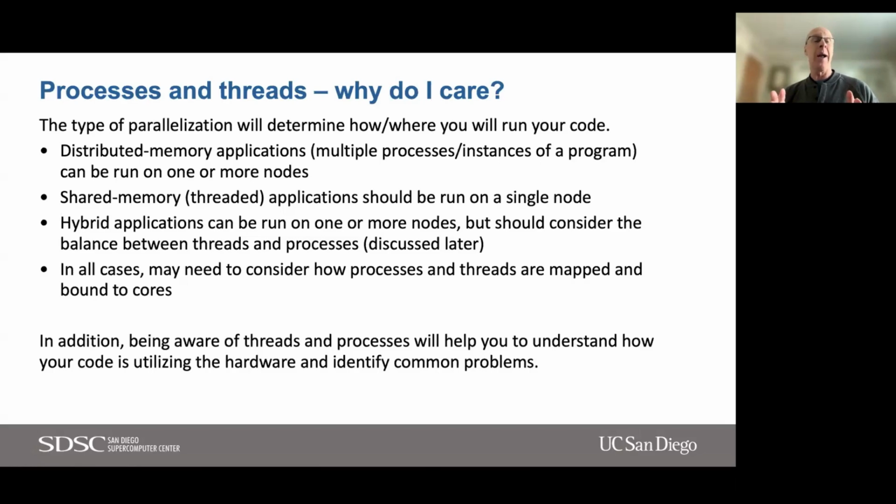Now, a lot of modern applications will mix these two types of parallelism, and we call these hybrid applications. These can be run on one or more nodes, but we often need to consider the balance between threads and processes, and we'll talk about that soon. And in many cases, you'll need to consider how the processes and threads are mapped and bound to cores. So it can impact the performance of our code.